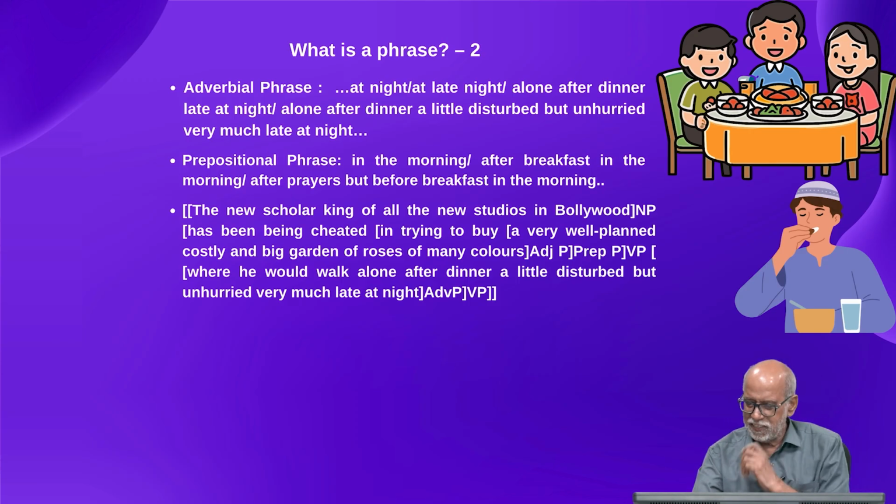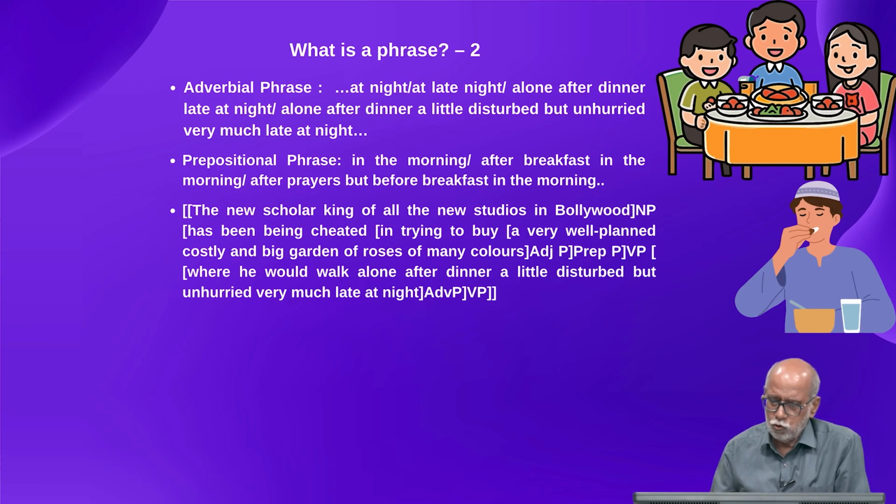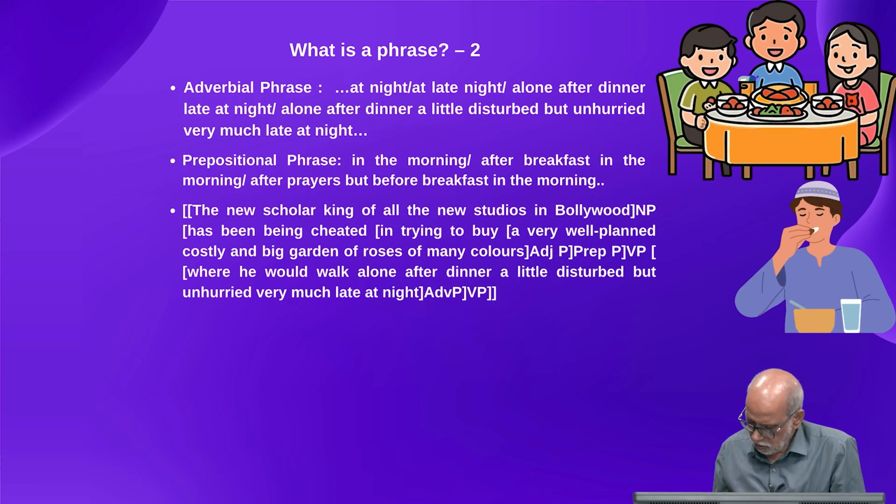An adjectival phrase. Then again come to prepositional phrase. That closes the prepositional phrase, which began with in trying, and now begins the adverbial phrase, where, a place. He would walk alone after dinner, a little disturbed but unhurried, very much late at night. You can try marking the stresses here, doing practice here. Okay.